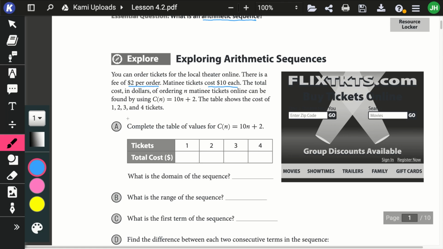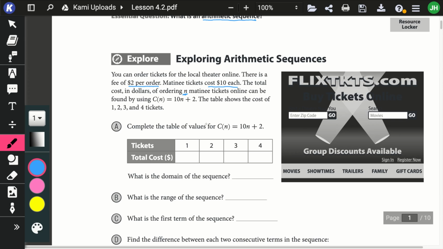So the total cost in dollars of ordering N matinee tickets, that means any number N, whole numbers, online can be found by using C for the cost of N equals 10 times N plus 2. Let's look at the table and fill it out for if you bought between 1 and 4 tickets.